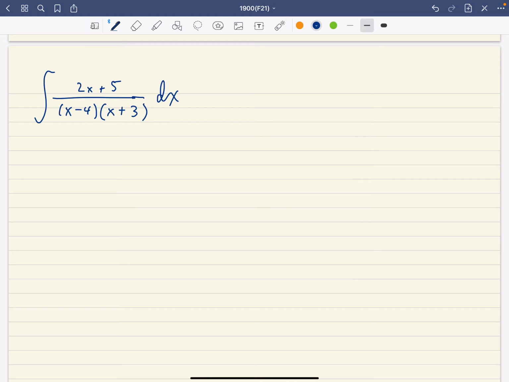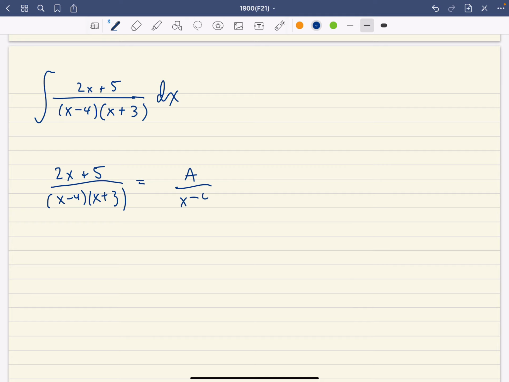Alright, in this video I want to go over some partial fraction decomposition problems, and I want to evaluate these integrals. Let's first find the partial fraction decomposition of each function. We're going to take, in this case, 2x plus 5 over the quantity x minus 4 times x plus 3, and find the partial fraction decomposition.